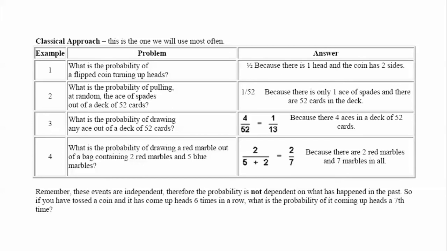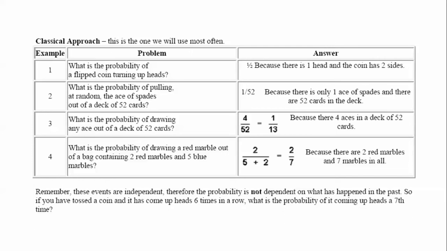What if there were more possible outcomes? So what's the probability of pulling at random the ace of spades out of a deck of 52 cards? Well, it's 1 out of 52. Why? Because there's only one ace of spades and there are 52 cards in a regular deck.